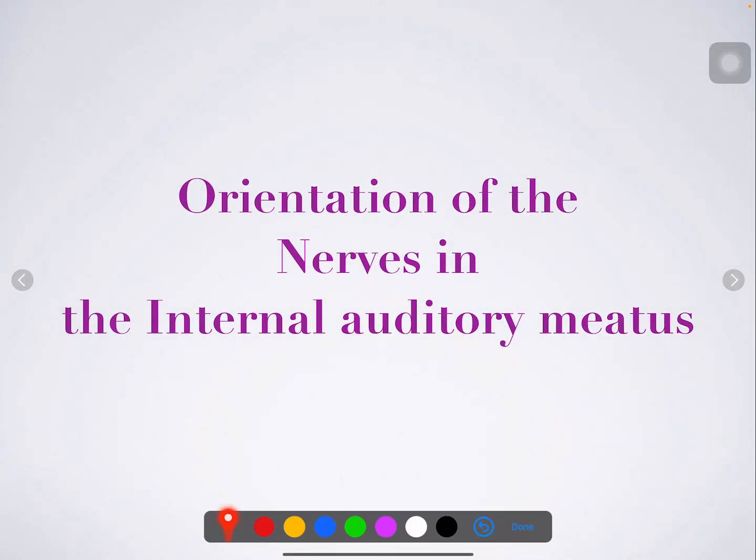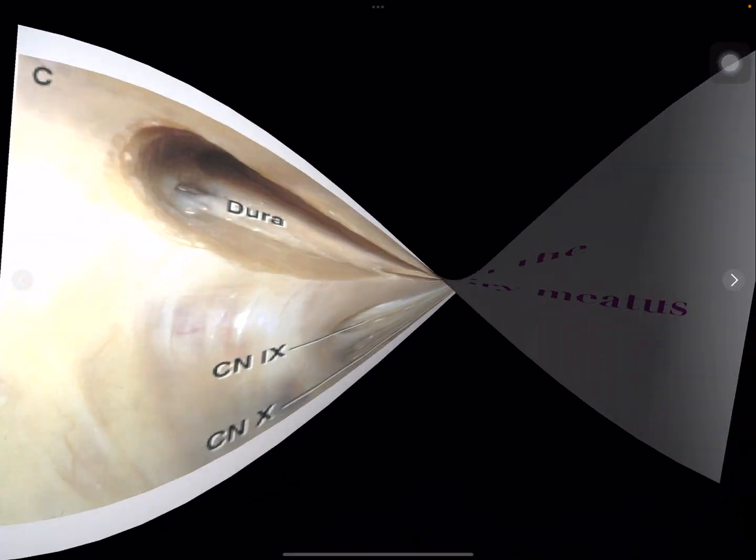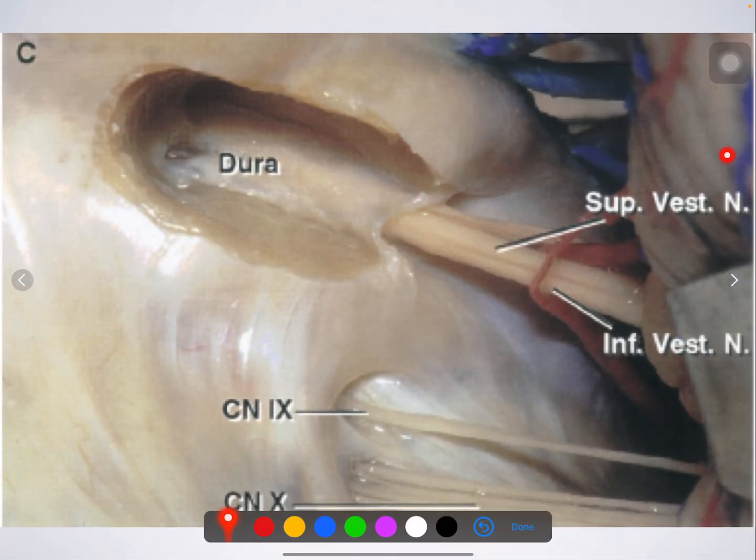Now, we all know that the nerves go in a certain orientation or arrangement inside the internal acoustic meatus. We have 4 nerves that we have to talk about. We have the superior vestibular nerve and the inferior vestibular nerve here, and they are hiding the 2 other nerves that are in front of them.